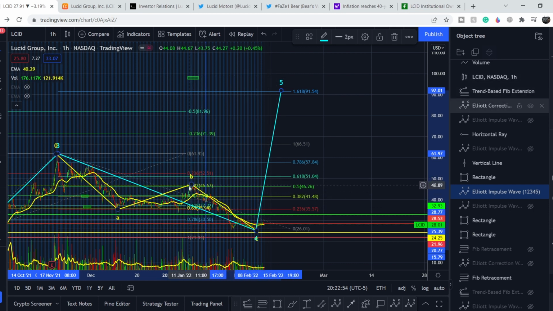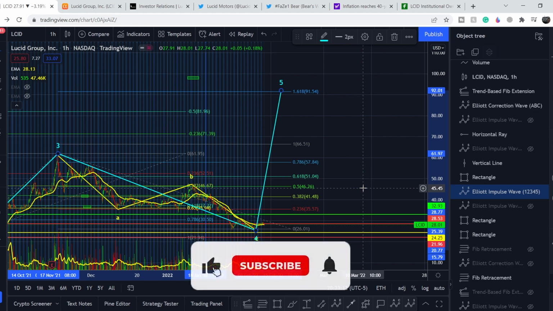And definitely we have to break all the resistances that are above the current range. And it is the $46.26 price point, the top of our B wave. So I think from the technical standpoint that's it for now. Just be cautious and wait until we have new news about this company and new price action on the price chart.